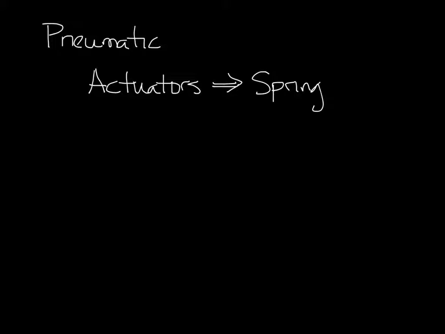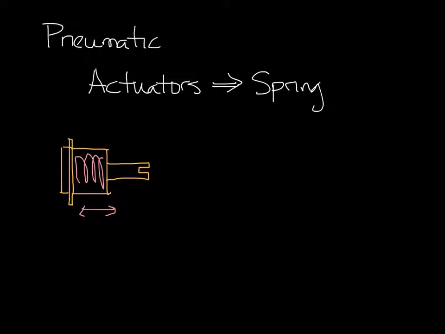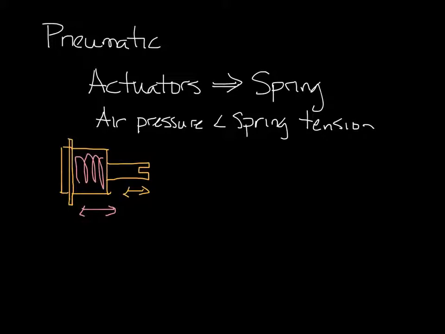So it kind of looks like this. We'll draw a pneumatic actuator. This is the body of it, and then this part is what connects to the damper assembly. Inside you have a spring. So the spring moves back and forth to push the arm that is connected to the actuator back and forth. So when the air pressure is less than the spring tension, the spring will retract, pulling the arm back up towards the actuator.